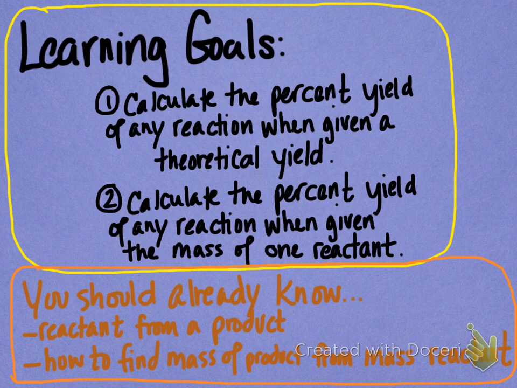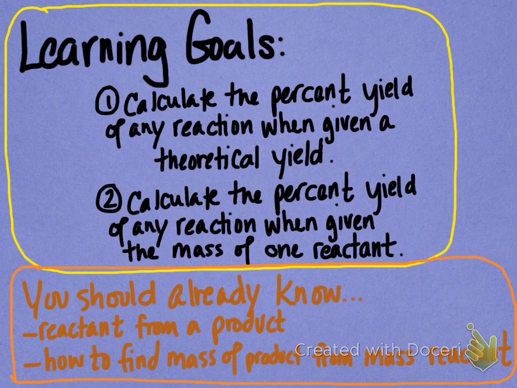Now, in order to do this, you'll need to already understand the difference between a reactant and a product, as well as understanding how to find the mass of products from the mass of reactant. That's some basic reaction stoichiometry. If you're unclear on that, go back to the previous videos. Okay, so let's get started.